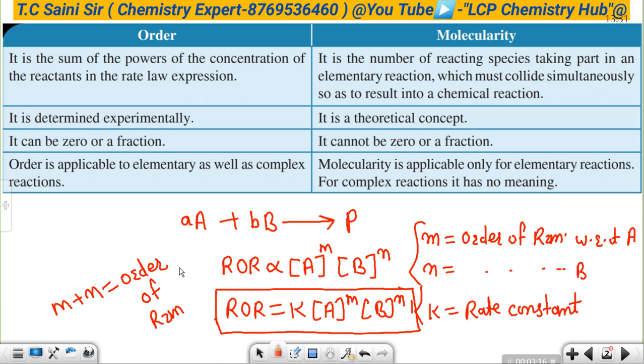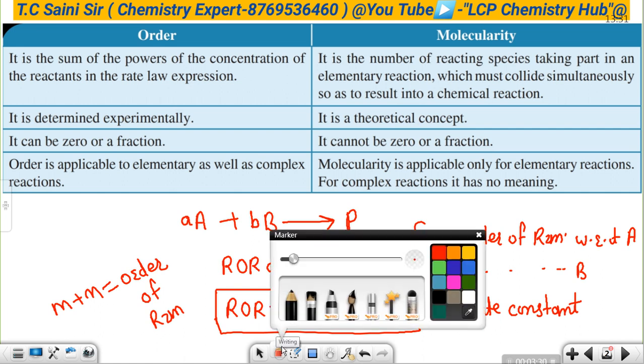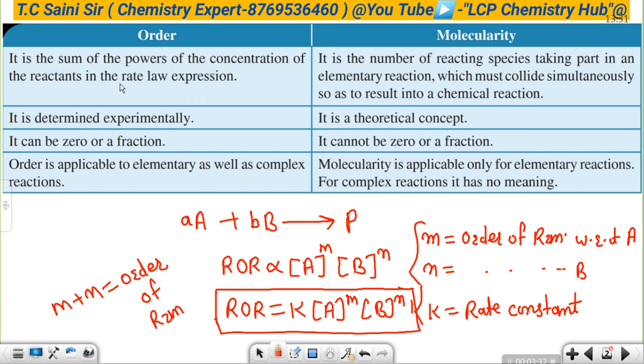Now we deal with the major differences between order of reaction and molecularity of a reaction. First of all, we deal with order of a reaction. What is the order of reaction? It is the sum of the powers of the concentration of reactants, that means m and n, in the rate law expression.